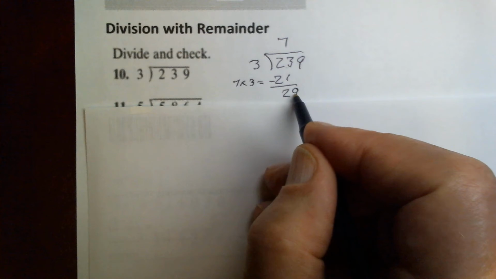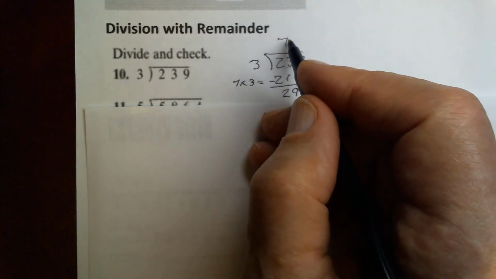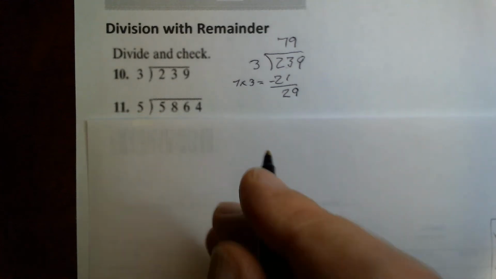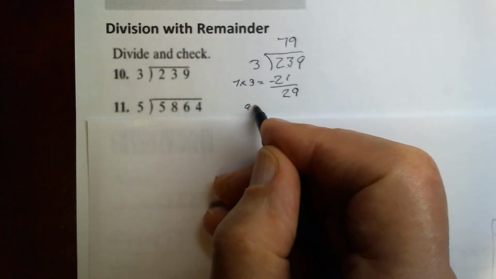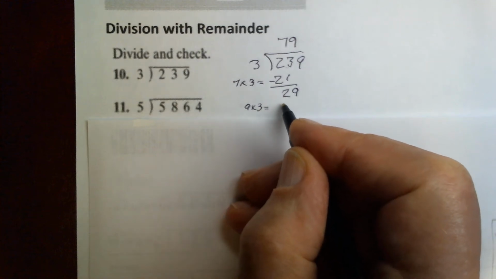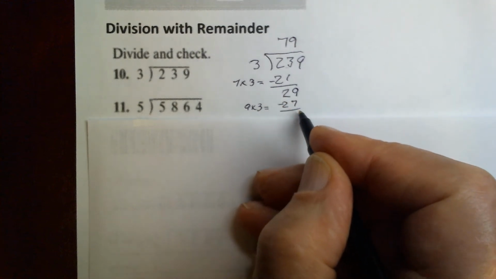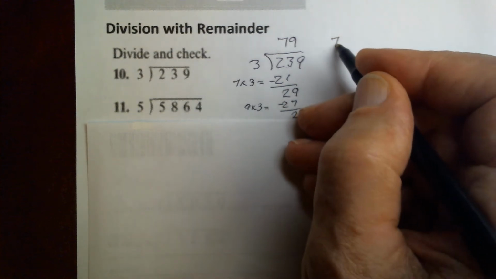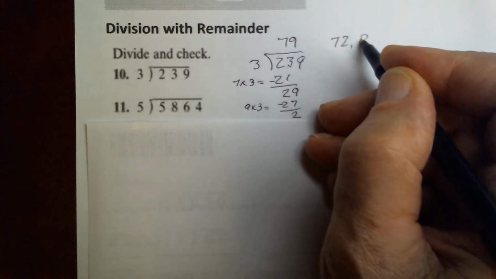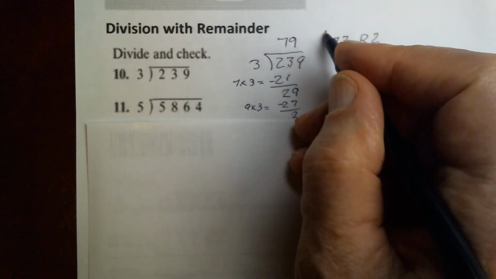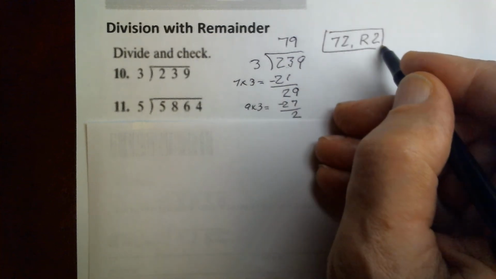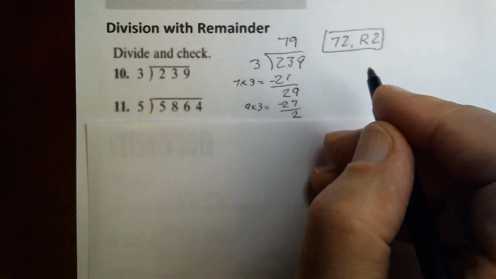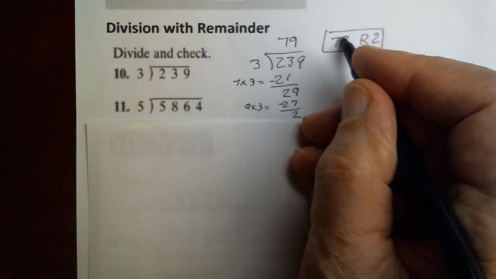And 3 divided into 29 is equal to 9. And 9 times 3 is equal to 27. We subtract that, so we have a remainder of 2. So the answer is 79, remainder of 2. Or some people leave out the comma.